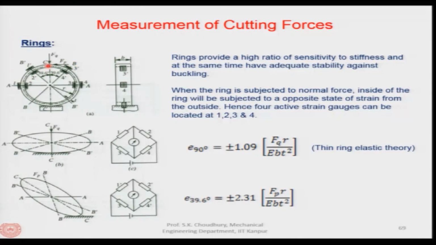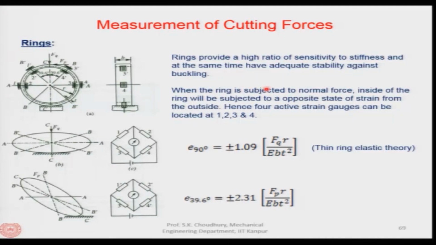Now, for example, under the load of the action of the FQ, the deformation of the ring will be like this, and under the action of the FP, the deformation of the ring will be like this. As you can see, these axes, that is CC, B, AA, BB and B prime, B prime, are actually getting deformed. All right.